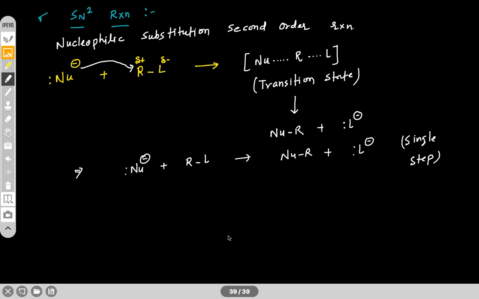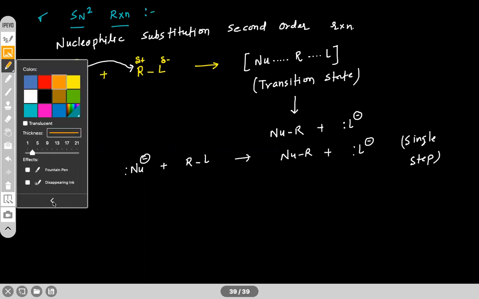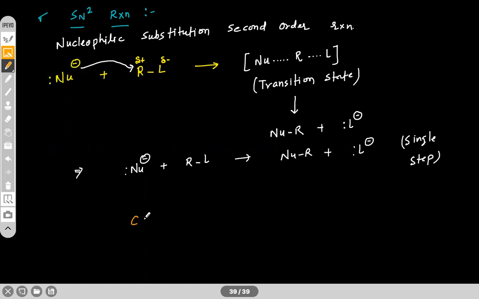Now, one more example in this, you see. Suppose we have a substrate, which is this. We have carbon, carbon attached with a leaving group. This is a molecule, the substrate. And one nucleophile we have here. This nucleophile attacks on this carbon, and we get a transition state here. The transition state is this.